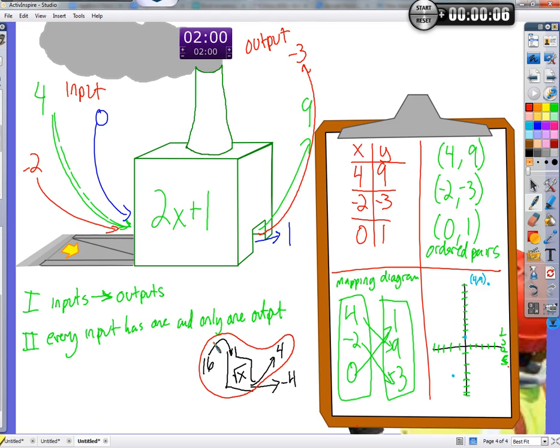All right. Other functions can be anything that relates one input to an output. It doesn't have to be a mathematical formula. It could just be a table of data where you look up a basketball player and you find his average points per game in a given year. That's a function.